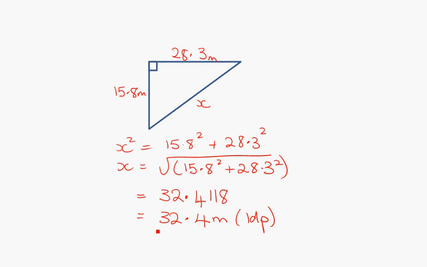Now always make sure and see if your answer is sensible. 32.4 has to be greater than 28.3 and near that answer. So if you've got something that's not sensible, do it again. Now in the next video we'll use Pythagoras to find one of the short sides.